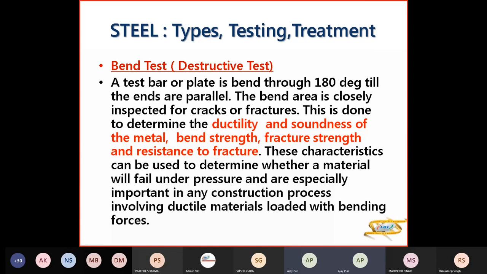So these characteristics can be used to determine whether a material will fail under pressure, and therefore it's important for construction purposes, because there you require ductile material for bending. So how much bending you can do on that material. Now in shipbuilding, your plates have been bent in your bilge areas. So if you can't bend it, it is not going to pass the bend test.